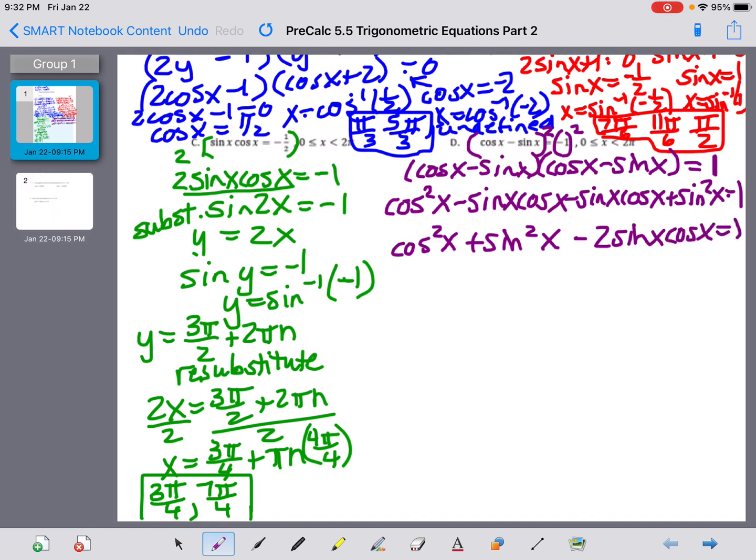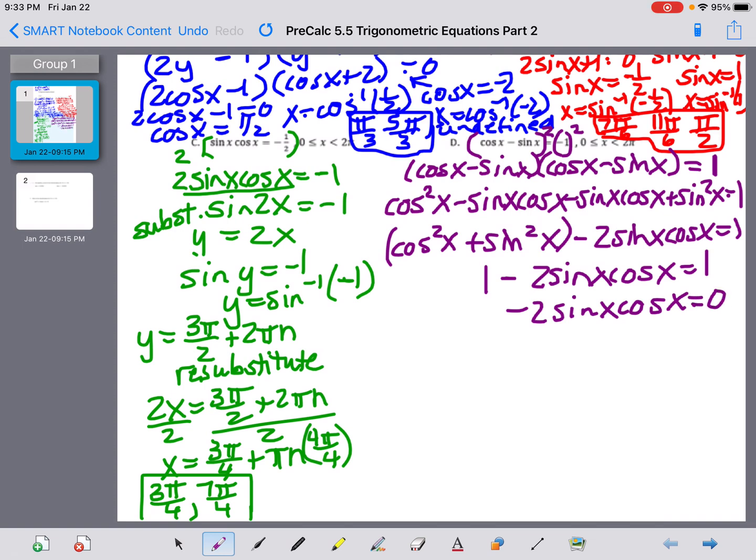Now, why did I do that? Well, what is cosine squared x plus sine squared x? That all goes to 1. I need to write that down because it's not multiplying times everything else. It's actually being added to everything else. So I need to subtract it to the other side. I get -2 sine x cosine x equals, when I subtract, I get 0. Okay.